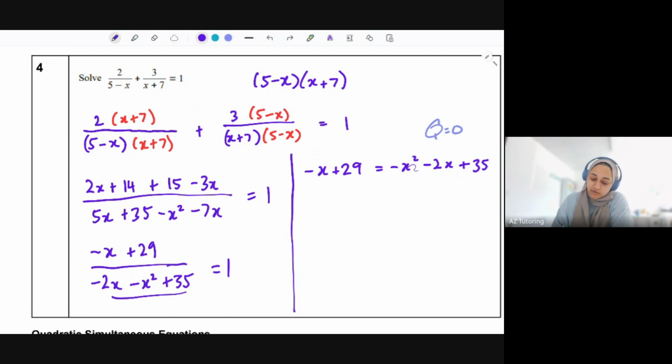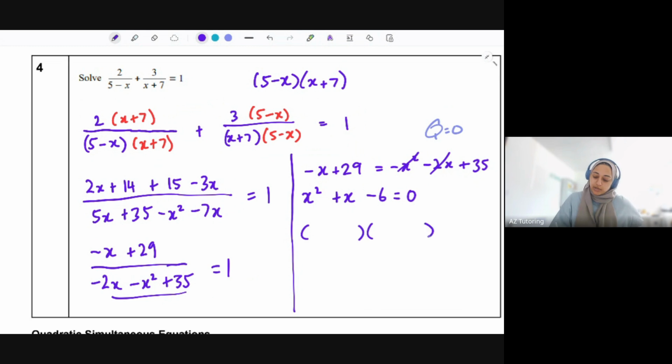So positive minus x squared becomes plus x squared. So that comes here. And then we've got minus 2x. So I'm going to plus 2x. Minus x plus 2x is just plus x. And then we've got 29 minus 35, which gives us minus 6. And that equals 0. So now I'm just solving this.